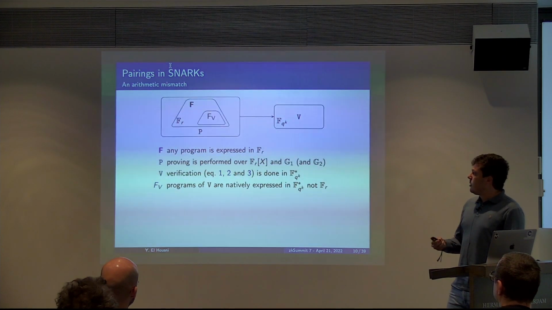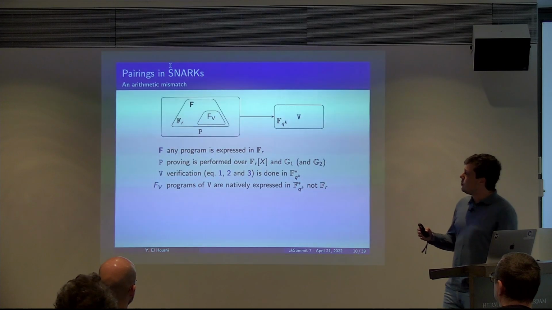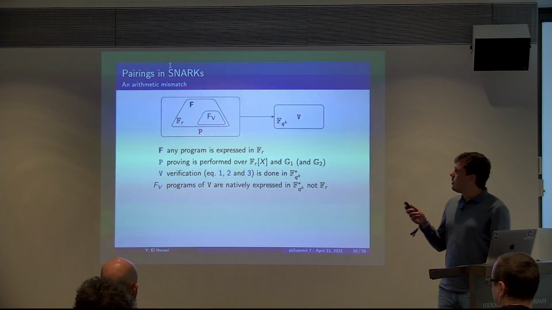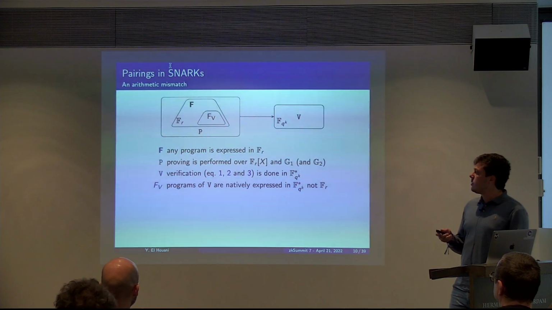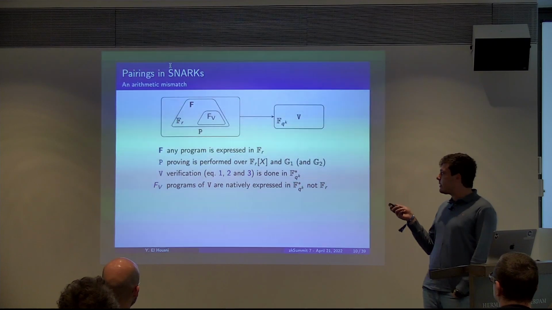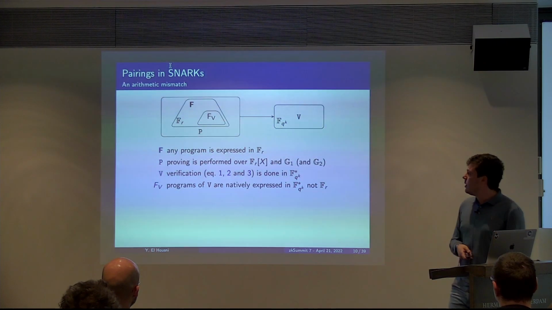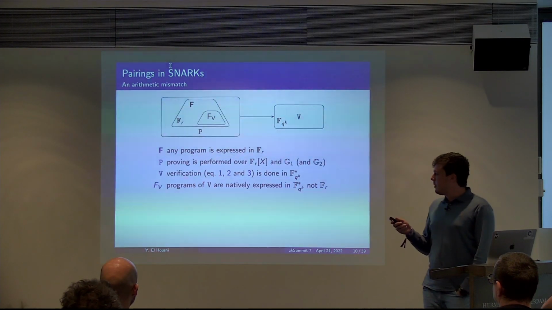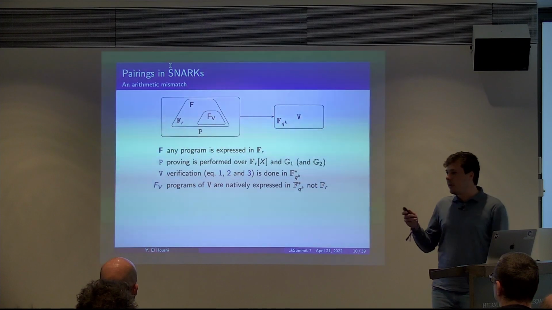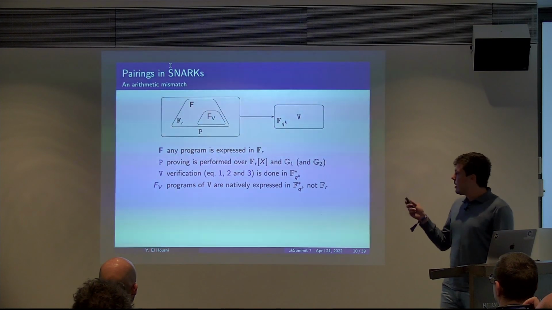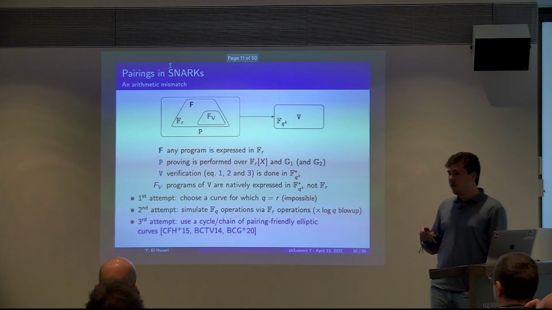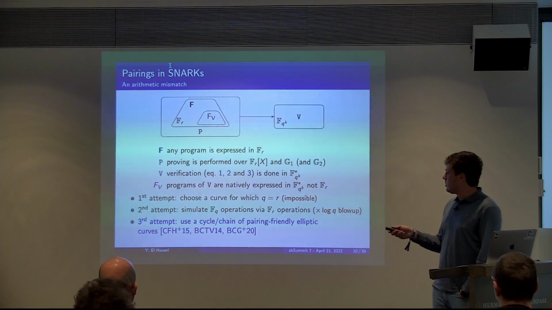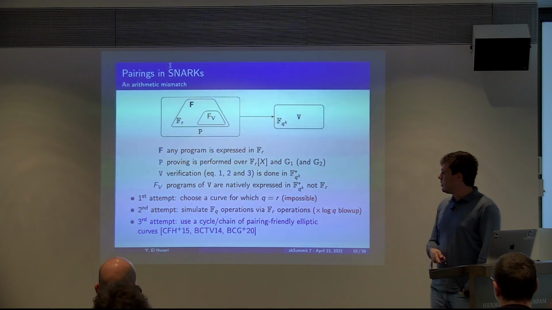So why are we talking about this? Because it's not easy to do this, because we actually have an arithmetic mismatch. The programs in a SNARK are expressed over FR, with R the subgroup order of the elliptic curve that you use to instantiate your SNARK. The proving is also over FR, but the verification is a pairing computation which takes place in a different field, which is FQ to the K, and Q is different from R. Maybe you can take an elliptic curve for which R is equal to Q, but then the security assumption is broken.